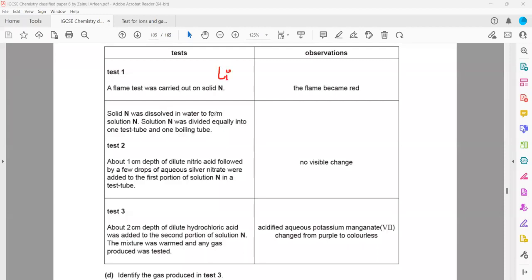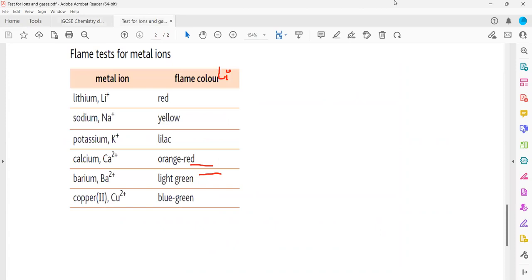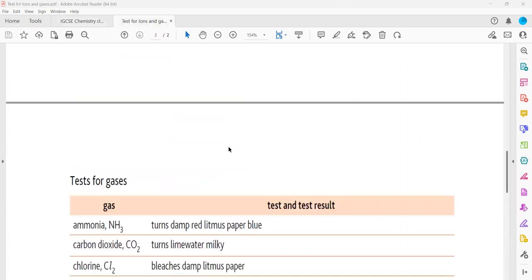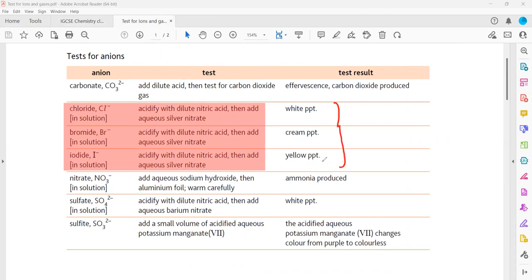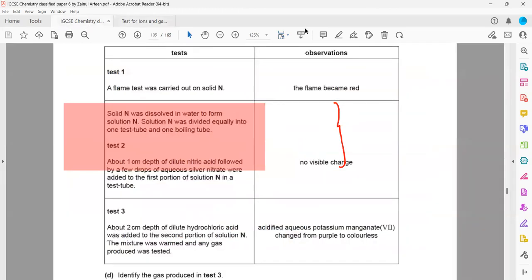Then solid N was dissolved in water to form a solution N, and about 1 cm cubed of nitric acid was added, followed by silver nitrate. Nitric acid followed by silver nitrate is a test for halides like chloride, bromide, and iodide. With nitric acid there is no change. If there is no change, what can we say? We can say there is no chloride, bromide, or iodide present.